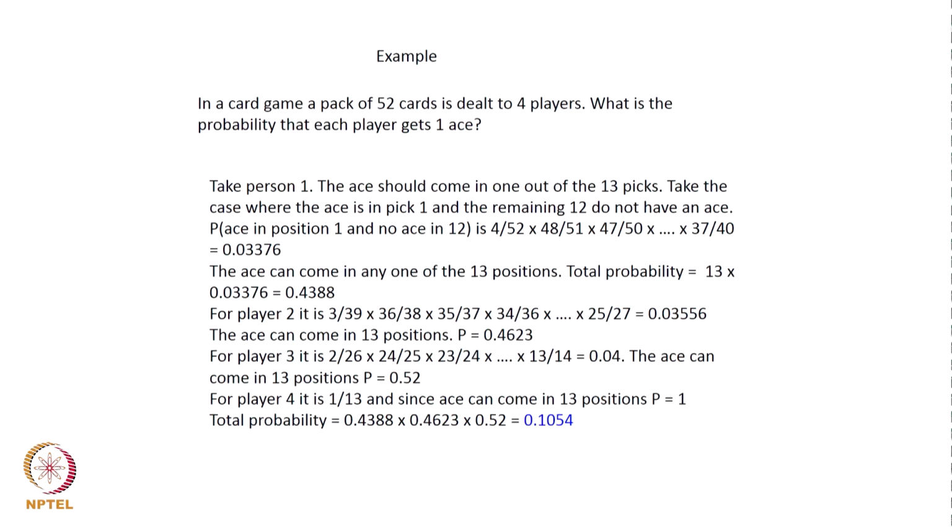Now, for player 4 the answer is actually 1, because player 4 does not have any choice. Player 4 has to take back the remaining 13 cards that are available, and therefore the probability is 1 by 13, and we will realize that it happens 13 times. So, 13 into 1 by 13, which is 1, and therefore the probability that each one gets 1 ace is 0.4388 into 0.4623 into 0.52 into 1, which is 0.1054. So, this is a more involved example.